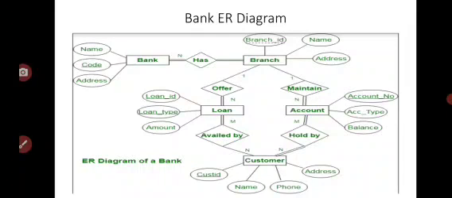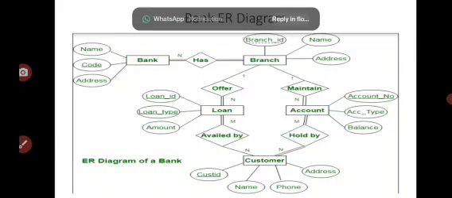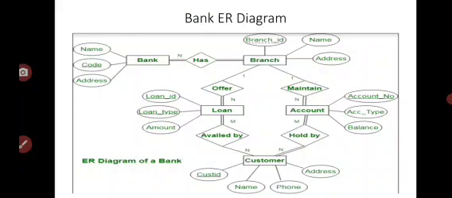So the bank is related to branch, represented by a relationship between them, and n number of banks are related to n number of branches. Clear? And one branch offers n number of loans. Similarly, one branch maintains n number of accounts. And customers avail m number of loans. One customer can avail many loans, such as gold loan, vehicle loan, home loan. In that way, one customer can have many loans.